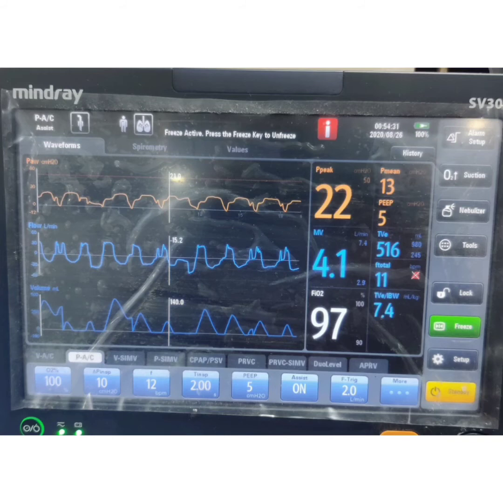So here we can see the topmost waveform representing pressure versus time. Here we can observe that every breath is preceded by a small negative deflection, that is, an assisted breath. So every breath is an assisted breath. As we can see here, the mandatory frequency is kept at 12 per minute.